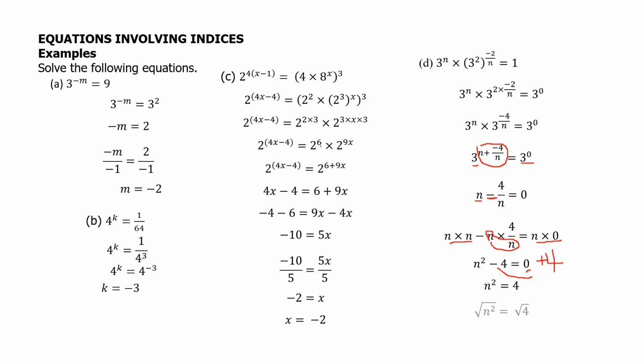Then from there we take the square root of both sides of the equation. Then finally we get the value of n as positive 2 and negative 2. We have two values here, that is, one n is equal to a positive 2 and another n is equal to a negative 2.